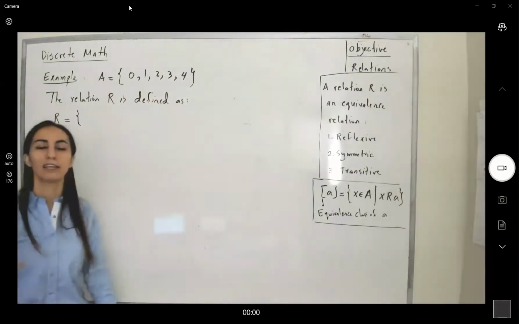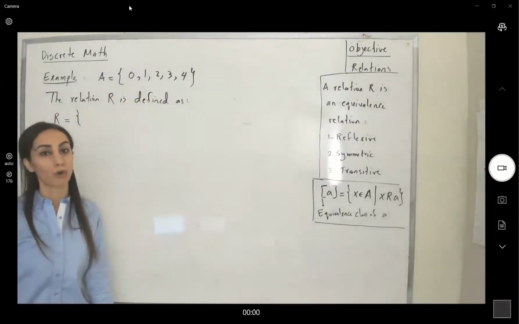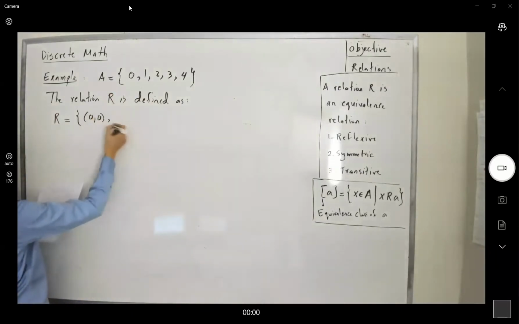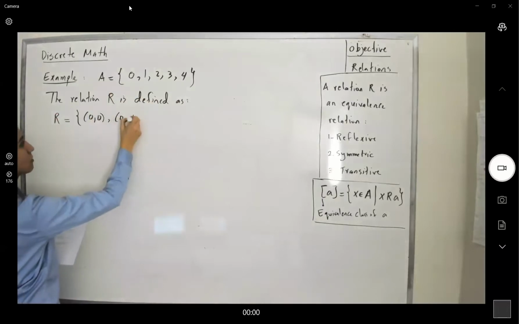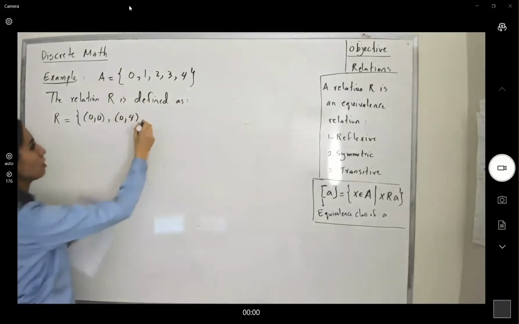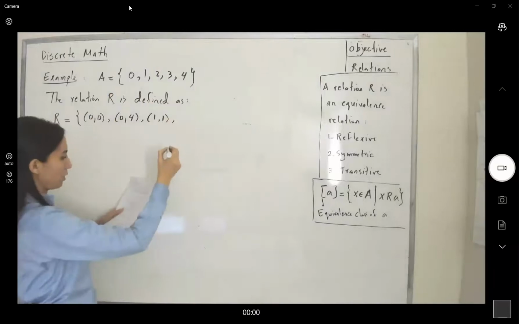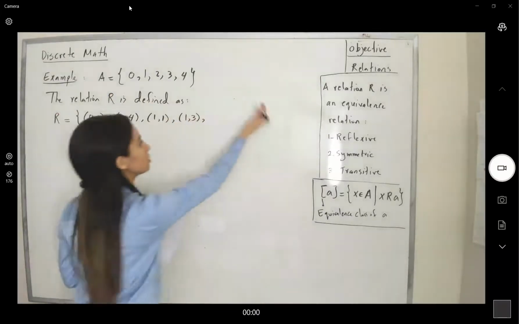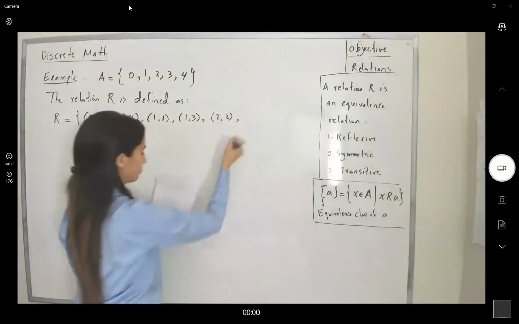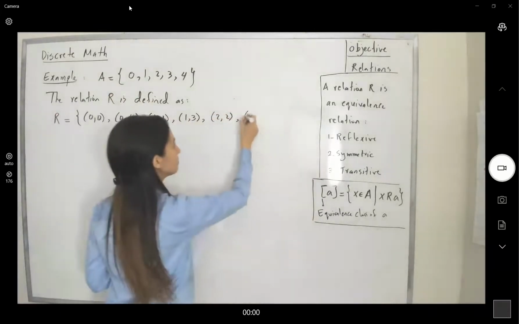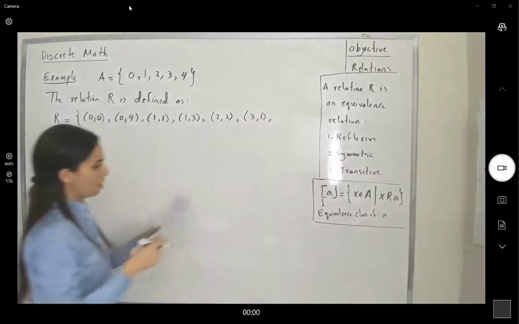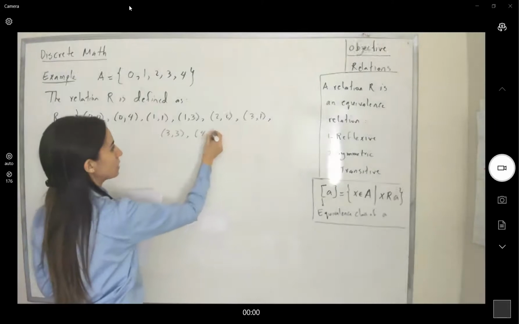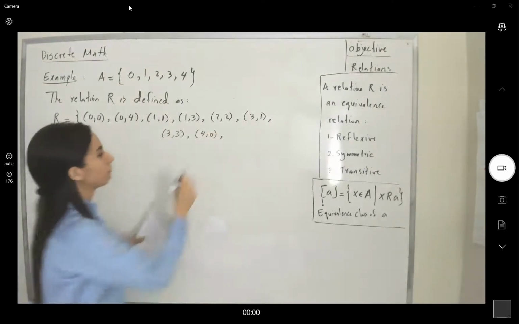Again, remember that a relation is a collection of ordered pairs. We have (0, 0). We have (0, 4). We have (1, 1). We have (1, 3). We have (2, 2). We have, let's see, (3, 1). We have (3, 3). We have (4, 0). And we have (4, 4).